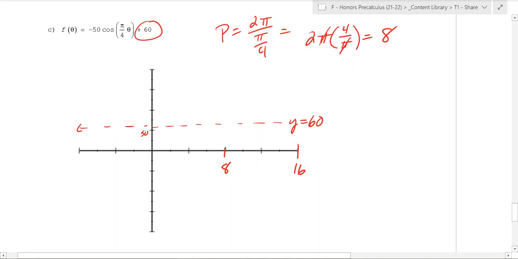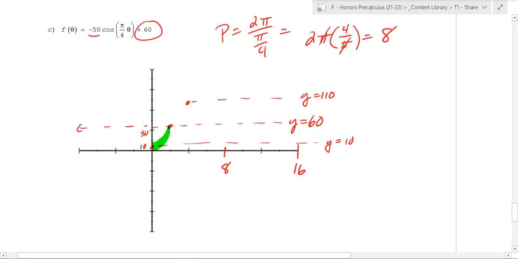And then this one is cosine, but it's -50 cosine. So instead of starting above 60, it's going to go down. It's going to start here at 10. So then it's going to go up, and then it'll go up here. And this height right here is going to be y equals 110 because it's 50 higher. And the lowest it'll be is y equals 10.